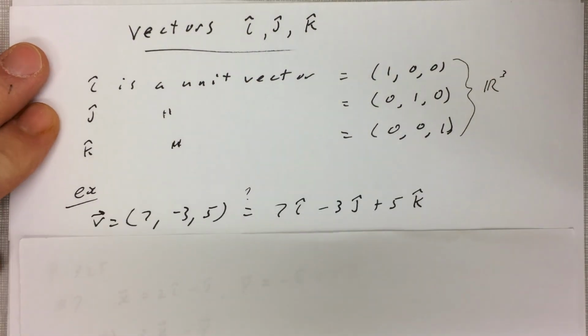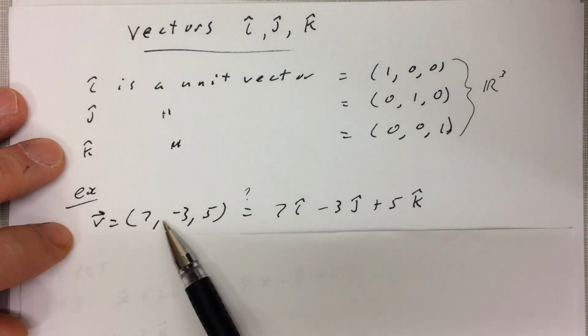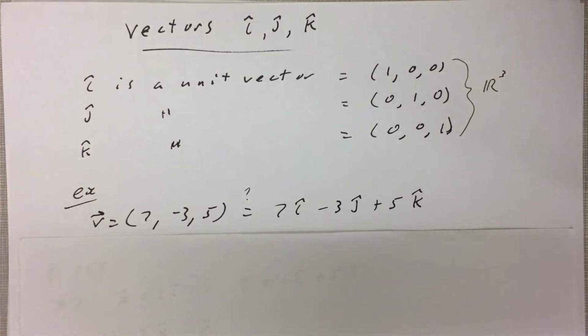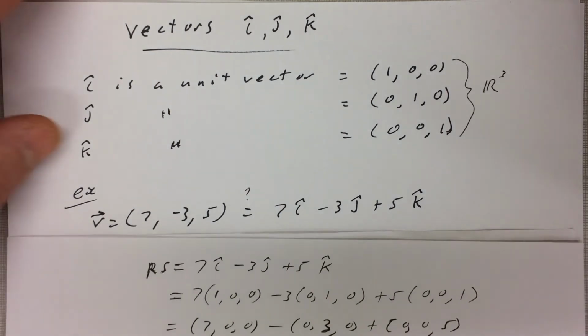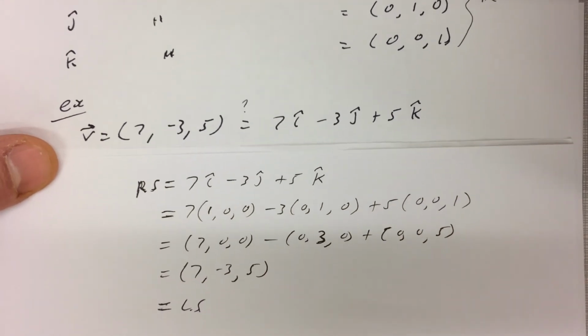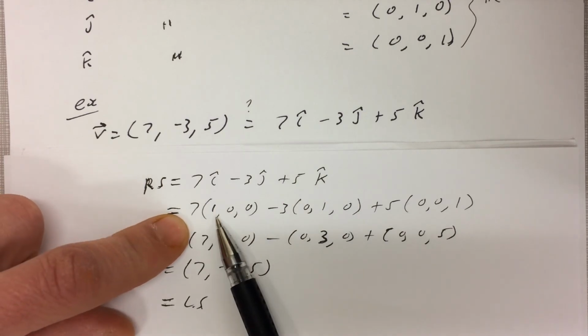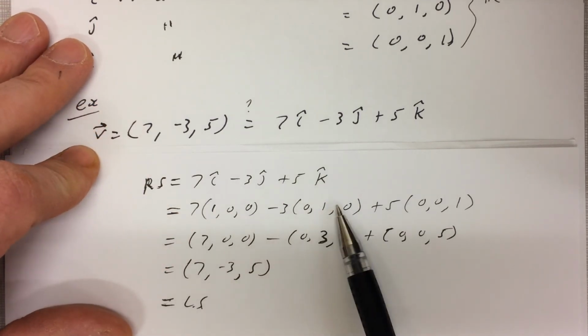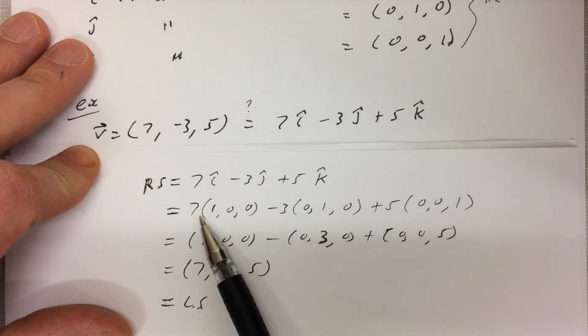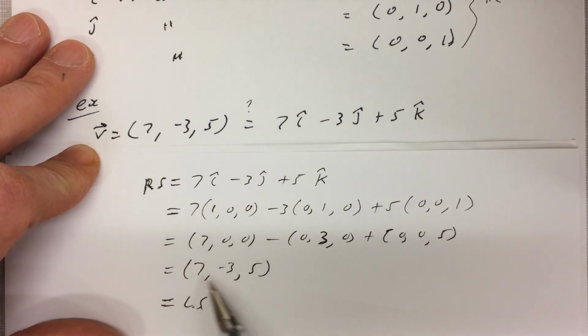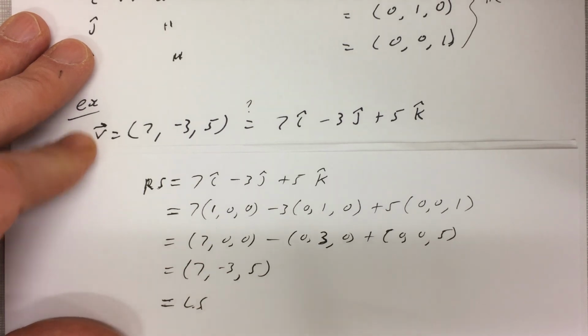Okay? So here's a question. Does v equal to 7, negative 3, 5 equal 7i minus 3j plus 5k? Many of you will look at that and say, yeah, that makes sense. Okay. And here is a fairly simple proof of it. So you take the right side, 7i minus 3j plus 5k. Plug in the vectors that we've just defined, 1, 0, 0, 0, 1, 0, 0, 0, 1. Multiply the 7 and 3 and the 5 in, add them up, and you get 7, negative 3, 5, which is the vector that we wanted. So yes, it is true.